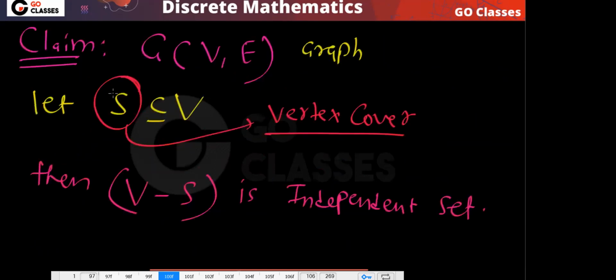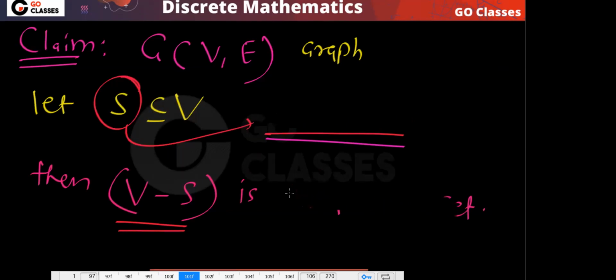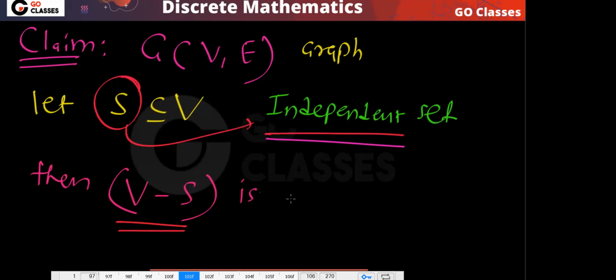So this is what I'm saying. If you have a vertex cover, then the complement will be an independent set, and vice versa. The same thing happens if S is an independent set. If S is an independent set, then V minus S is a vertex cover. Then that will cover all the edges.